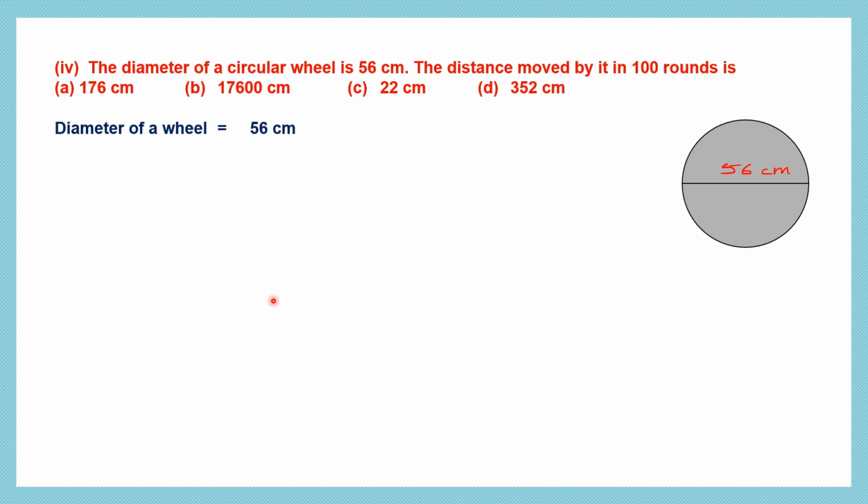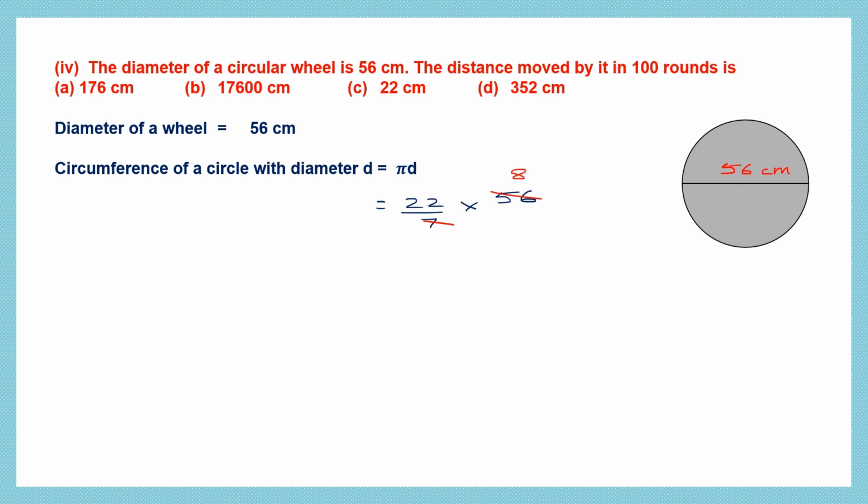Diameter is given to us. When diameter is given and we have to find the circumference, then the formula is pi d. So let's find that. Pi is 22 by 7, and this is into the diameter, which is 56 centimeters. Now we can cancel: 7 8s are 56. Now let's multiply 22 into 8, and that is 176. Since we're finding the circumference, this is 176 centimeters. So we have found the circumference.